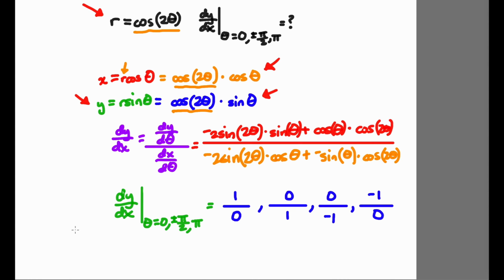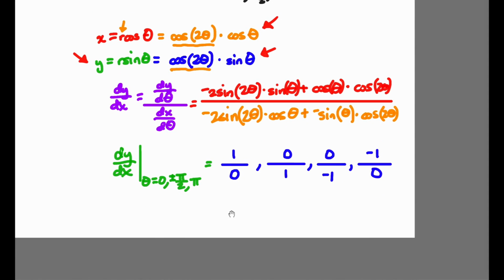So this actually ends up getting your final answer here. For the first one, the derivative at theta equals 0 would be undefined. The next two would be 0 and 0 because it's 0 over 1, 0 over negative 1, and then another undefined. So your answer is not very exciting, but it is the answer nonetheless. So you end up with undefined, 0, 0, and another undefined when you input these values right here.